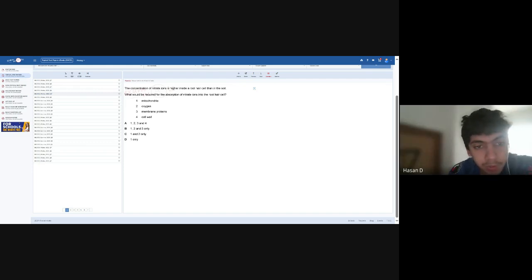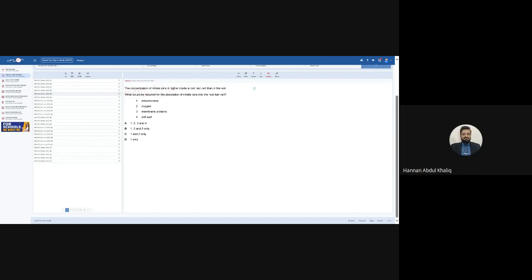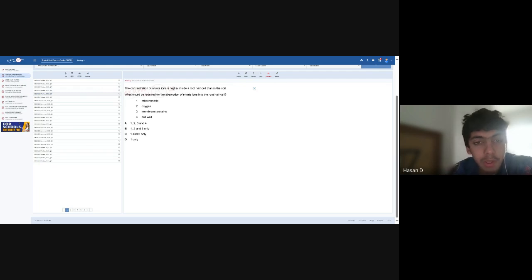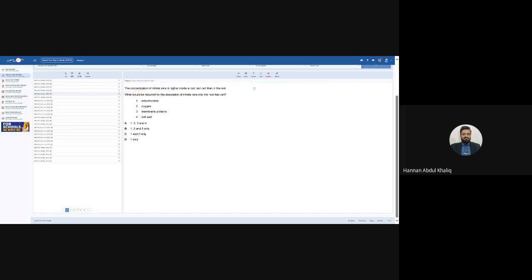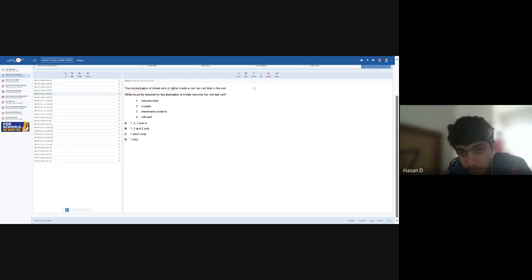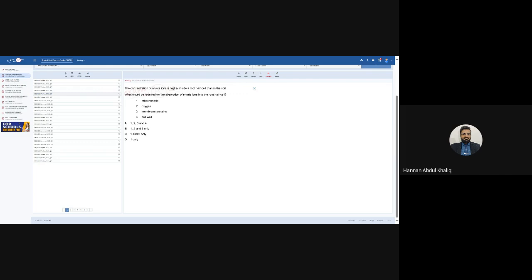So we discussed that the movement of nitrate ions into the root hair cell is diffusion. So that means that if the concentration is higher inside, then it has to go outside. But what would be required for the absorption of nitrate ions in the root hair cell? Nitrate ions would initially be absorbed by diffusion until the concentration gradient is maintained. If it is not maintained, then it should be shifted to active transport. So it would be 1, 2, and 3, right? Let's see. Because the cell wall is dead, it would not be required. Yes, you are right. The mitochondria, oxygen, and membrane proteins would be required. Well done.